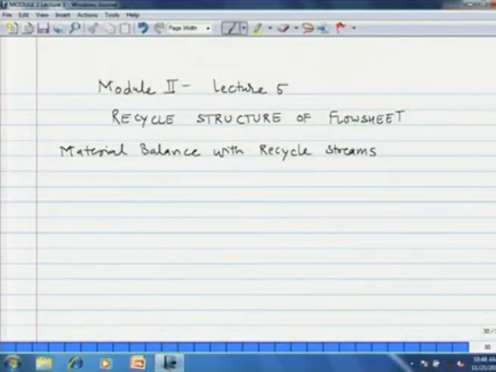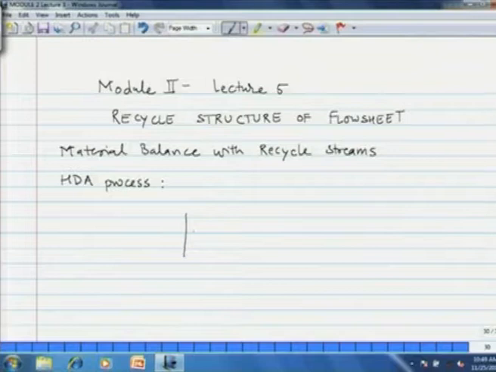Let us start with the HDA process, hydrodealkylation process, as example. Here toluene is reacted with hydrogen to give benzene and methane, and 2 moles of benzene undergo reversible reaction to produce diphenyl and hydrogen. Okay. Let us try to draw a simple recycle structure of the process.